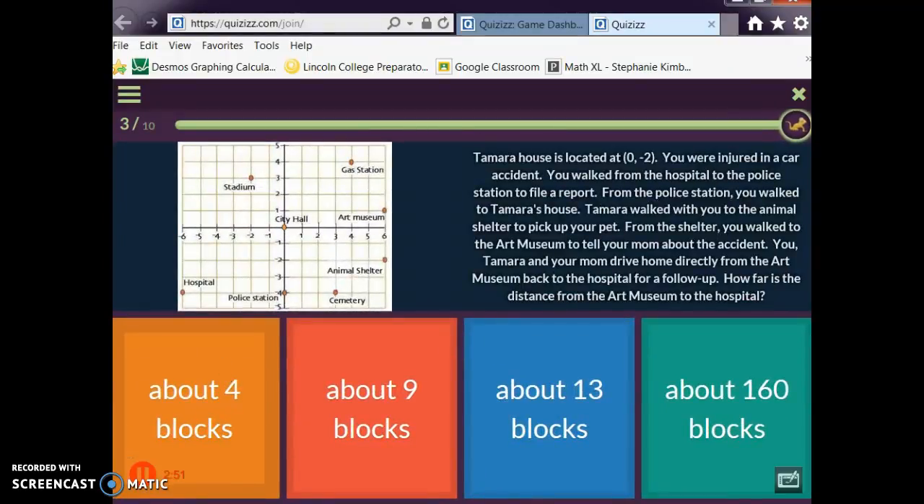Let's see here. Tamara's house is located at 0, -2. Let me plot Tamara's house. You were injured in a car accident. You walked from the hospital, which is right here, to the police station to file a report. The police station is right here. So I walked from the hospital to the police station. From the police station, you walk to Tamara's house. Tamara's house is just up from the police station.